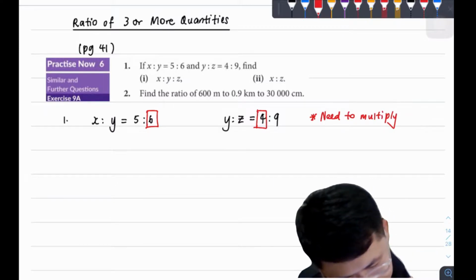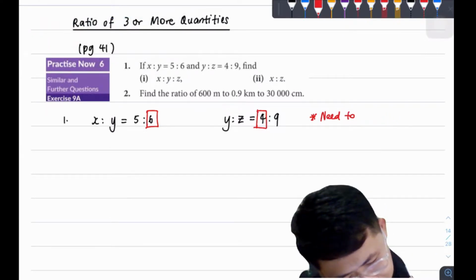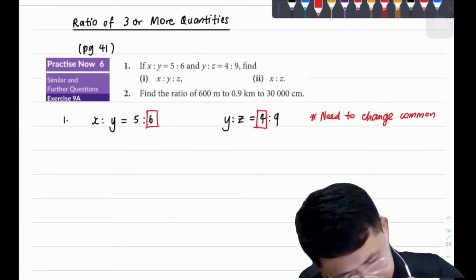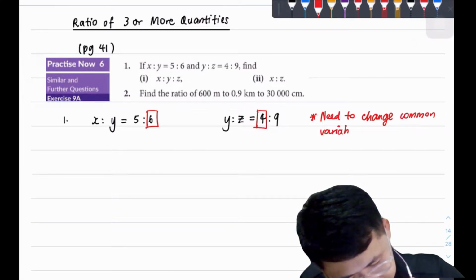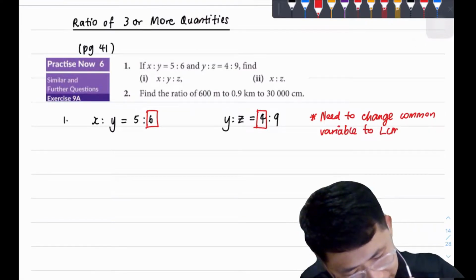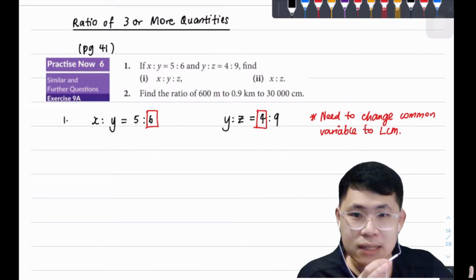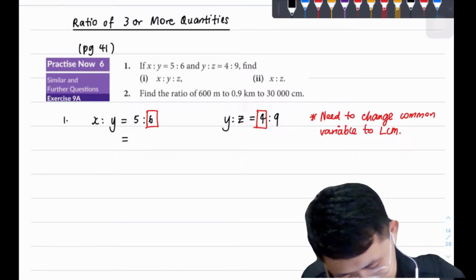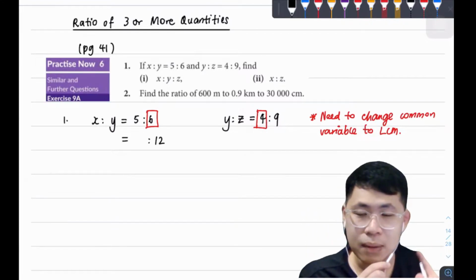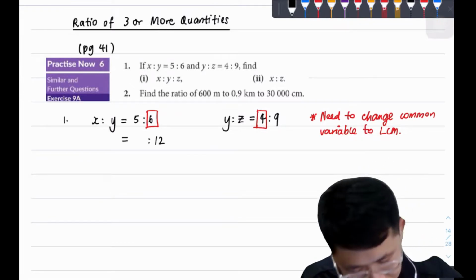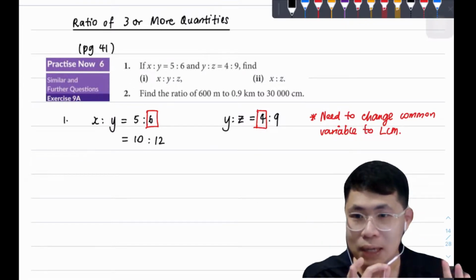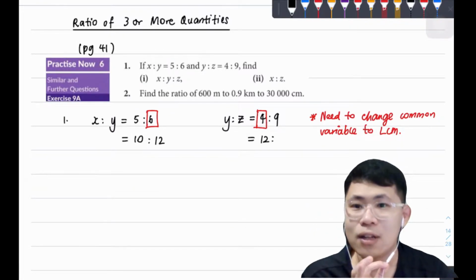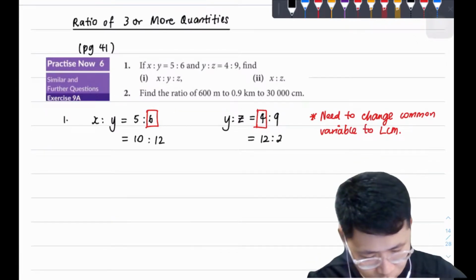Sorry, we don't multiply, we need to change the common variable to the LCM. The LCM of 6 and 4 is going to give us 12. So how do we get 12 over here? If I want this to be 12, 6 times 2 is 12, 5 times 2 will give me 10. We will need to make it equivalent. Next, 4, to make it 12, I need to multiply by 3. So 9 times 3 will give me 27.